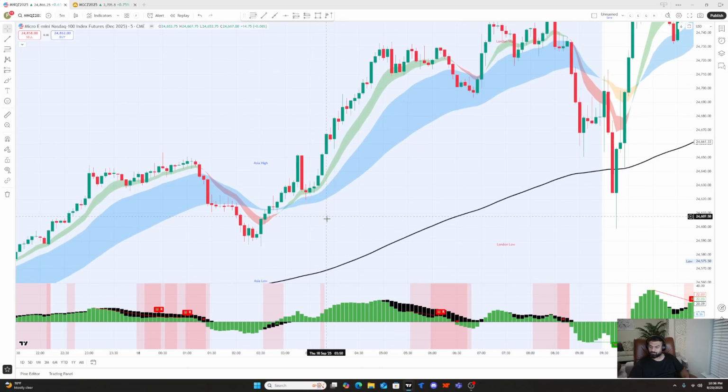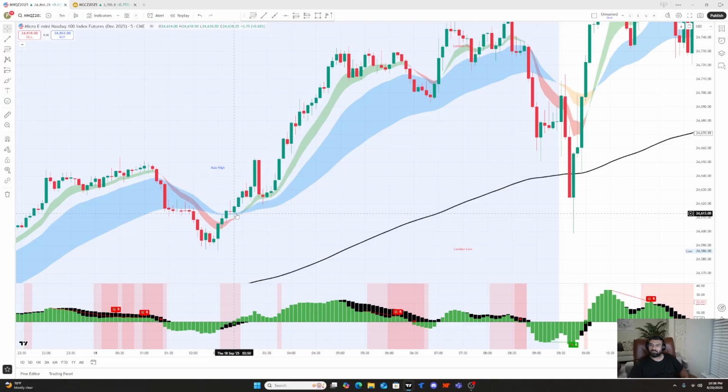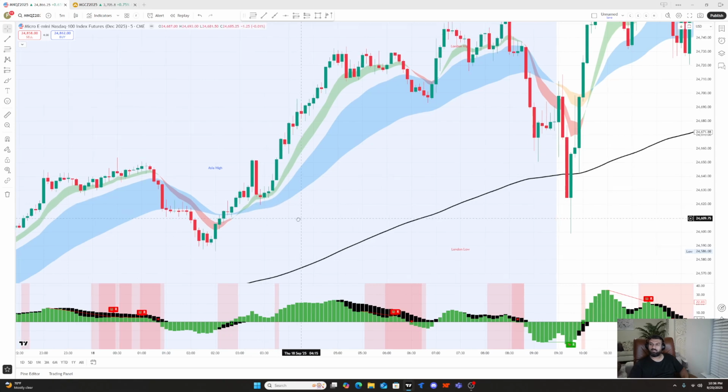Now here we see, when you see the clouds are mismatched, we don't want to take any trade. Okay, we waited, then we see here the cloud is very thin, so we wanted to wait for the cloud to start getting bigger so that we can enter.